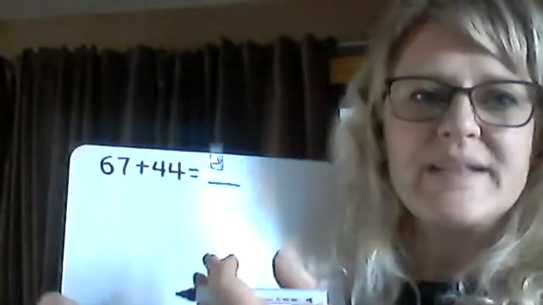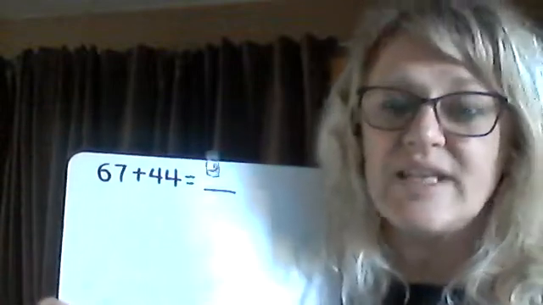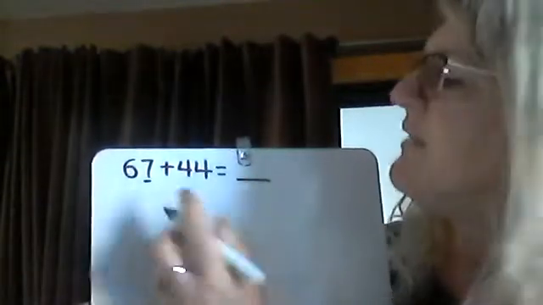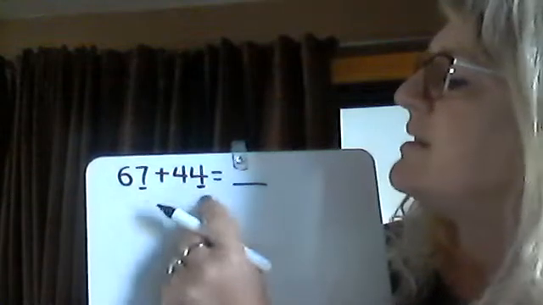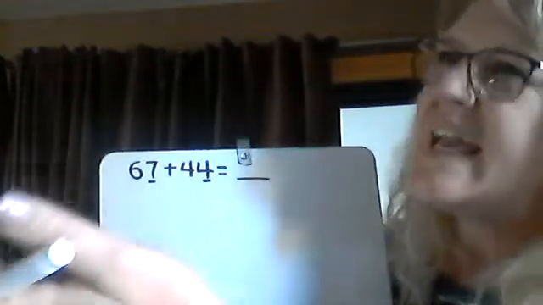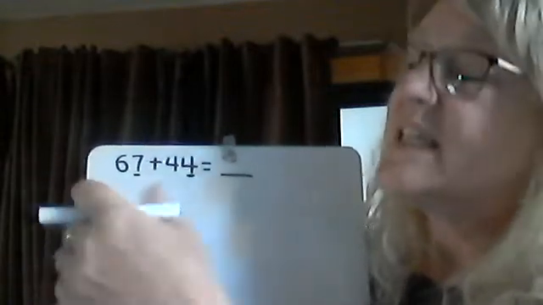April 16th math time. So we're going to practice starting our two-digit addition. This one has regrouping. I can tell because there's 7 ones in 67 and there are 4 ones in 44. And I know that 7 plus 4 is more than 10. So I know this is a regrouping.